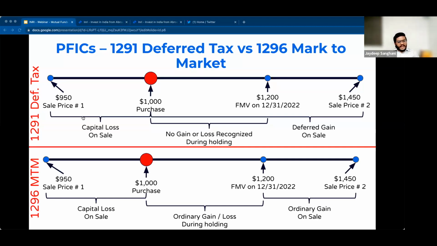And the gains that are taxed are taxed in such a way that you are also going to pay interest from the date of your original holding.